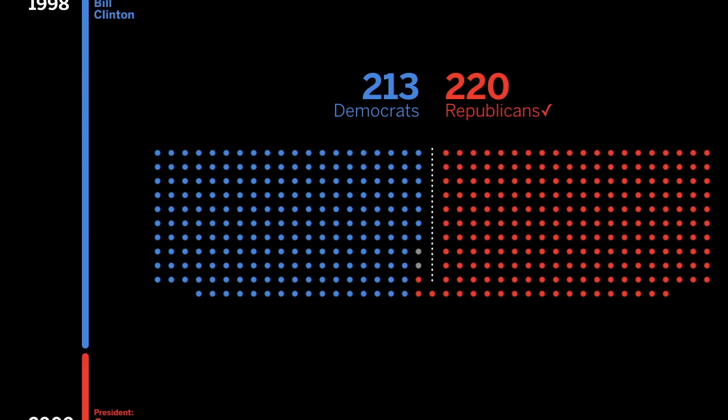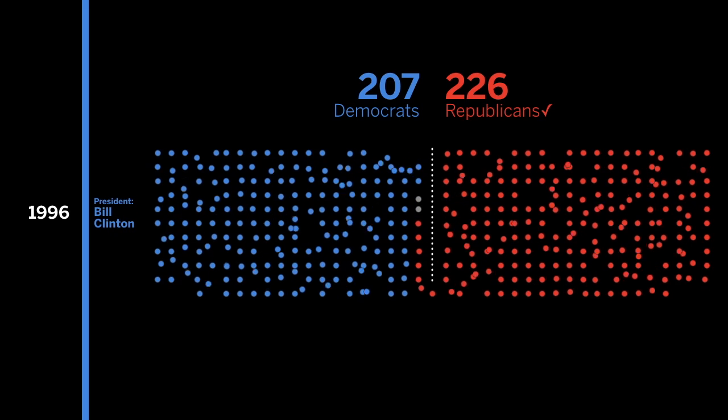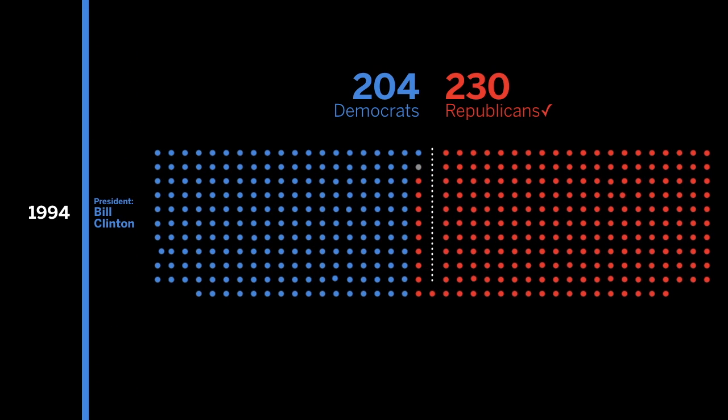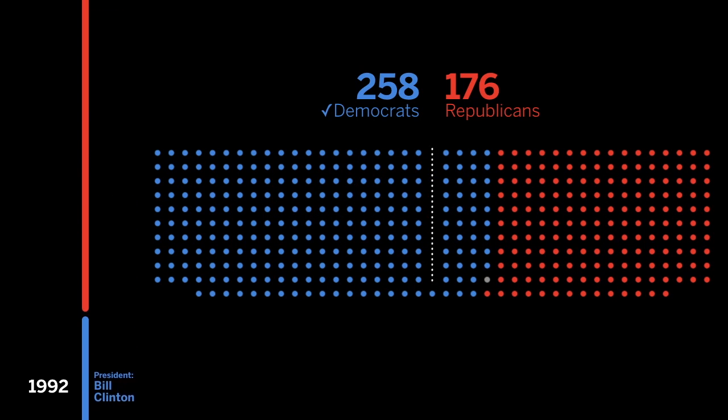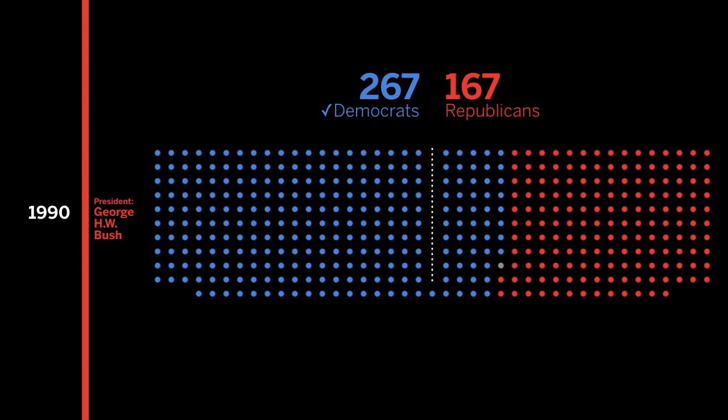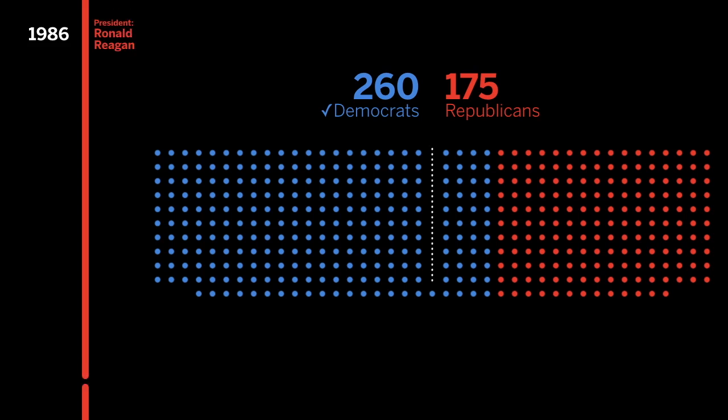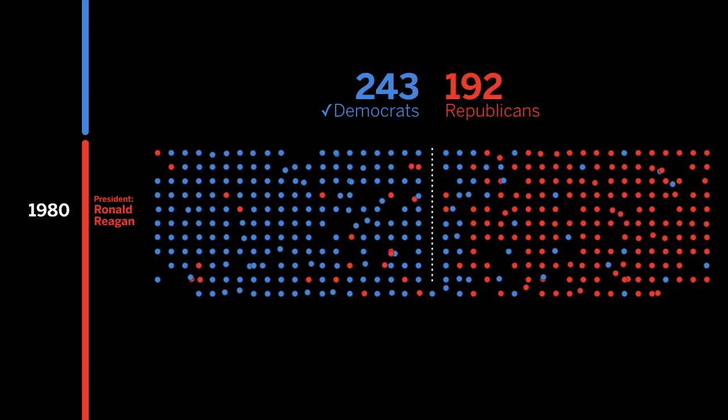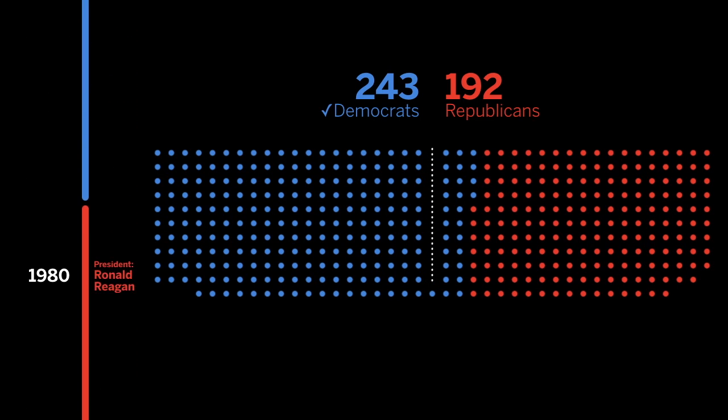It was in 1994 that Republicans finally took control of the House. This was Newt Gingrich and the Contract with America. Before that, Democrats had massive majorities. Even into the 80s, the Reagan years, when Ronald Reagan was winning almost every state in the country, Democrats still had large advantages in the House. And this continued back into the 70s and even before that.